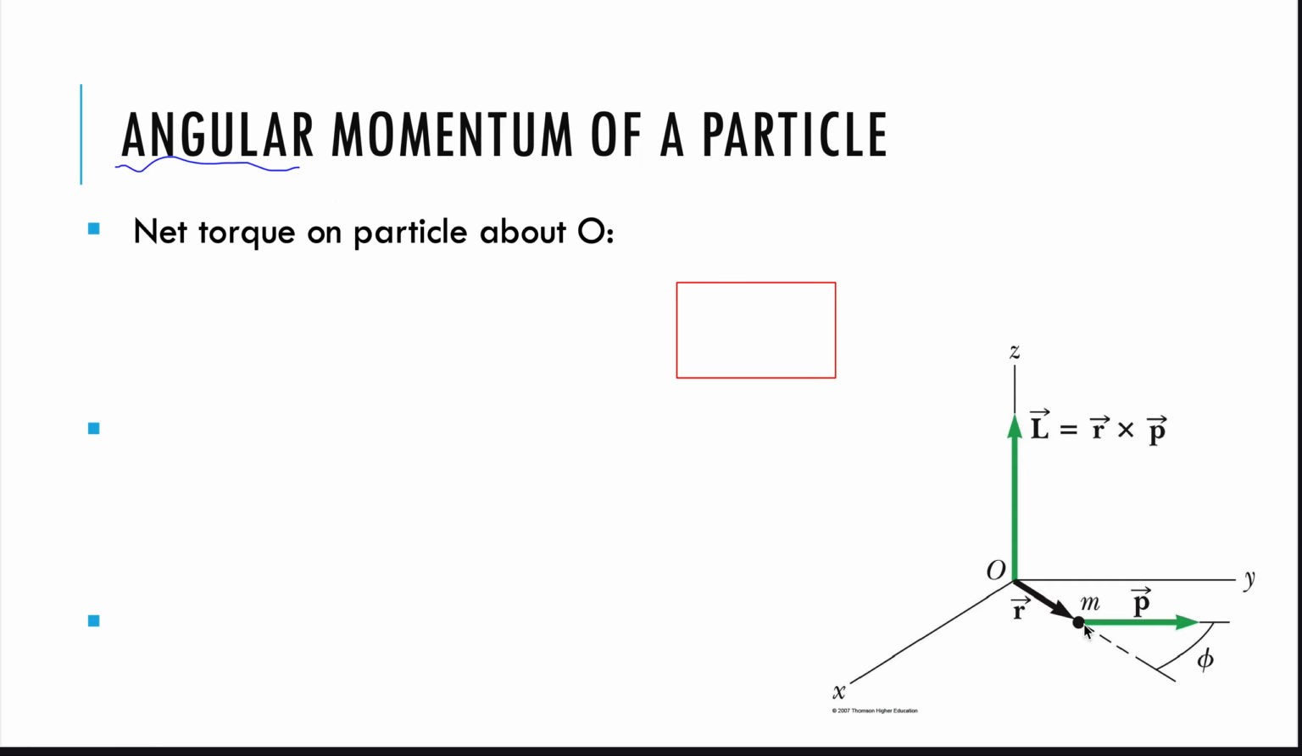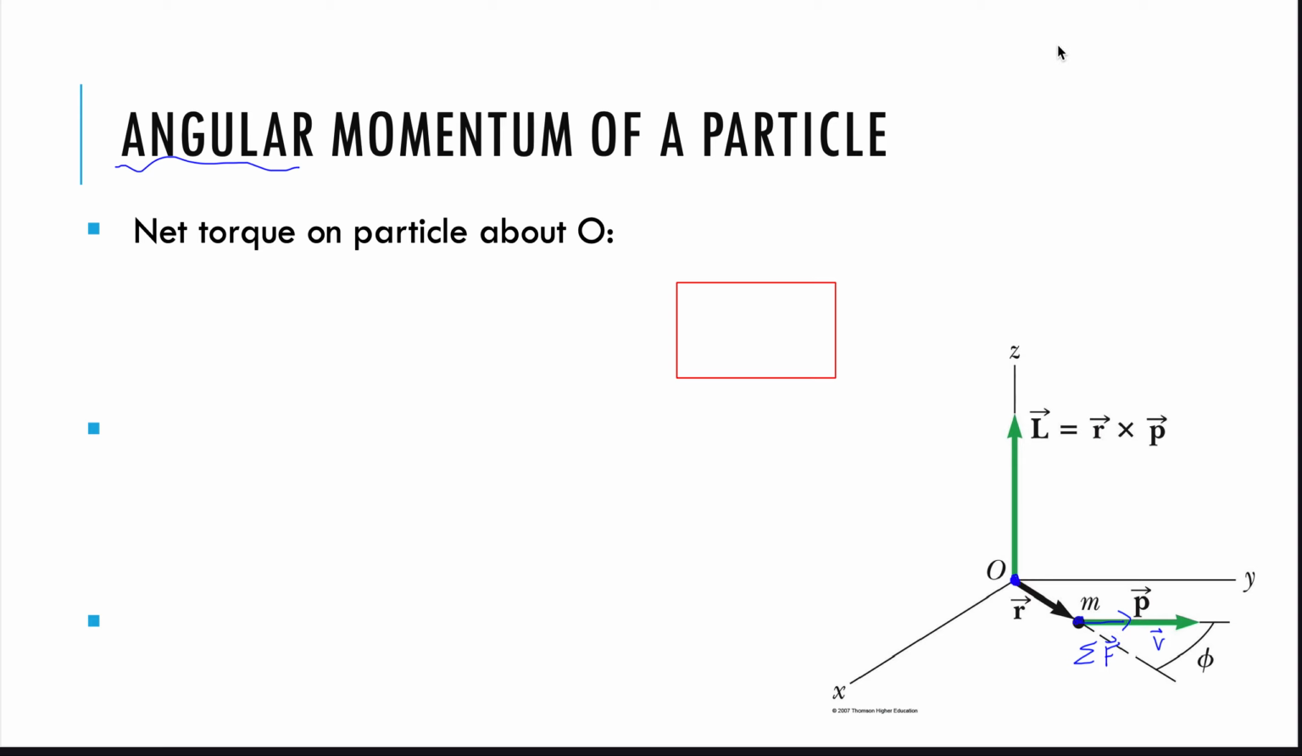Let's consider a particle right here. It has a mass m, it has a position vector r. Let's say that there's a force acting on it to the right. There's a net force on it, and it's causing it to have a velocity and thus a linear momentum going to the right. How do we find a torque on this particle if this force is causing a rotation about this pivot point here at the origin?